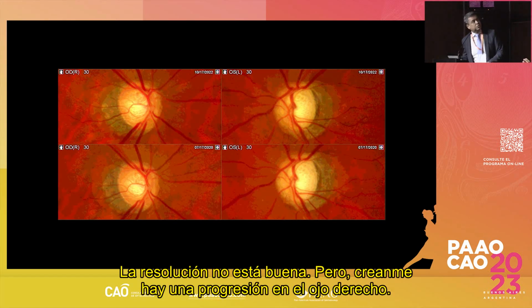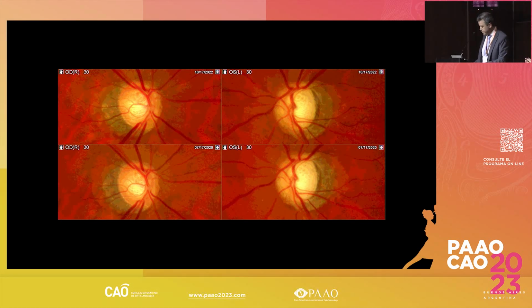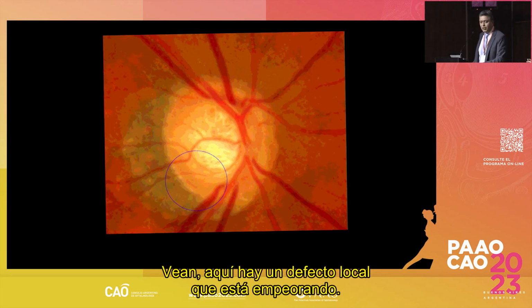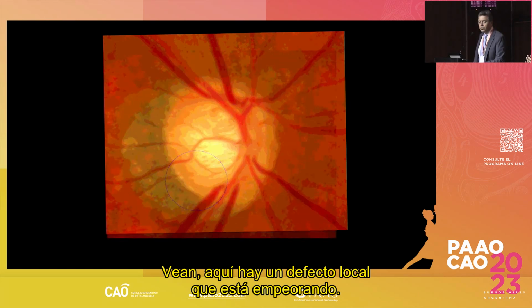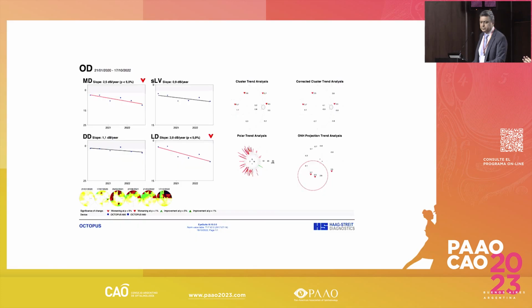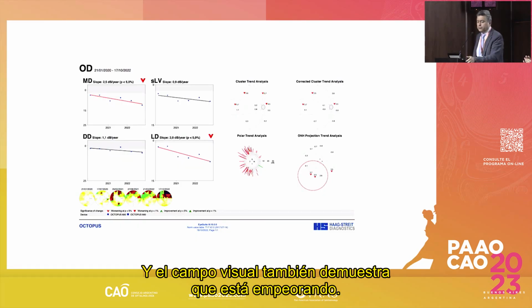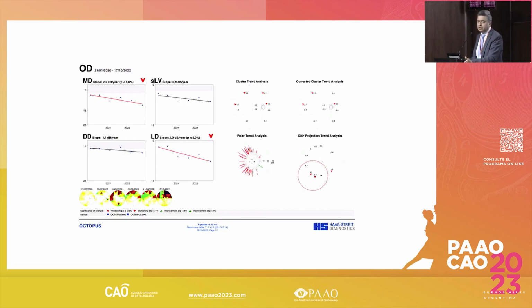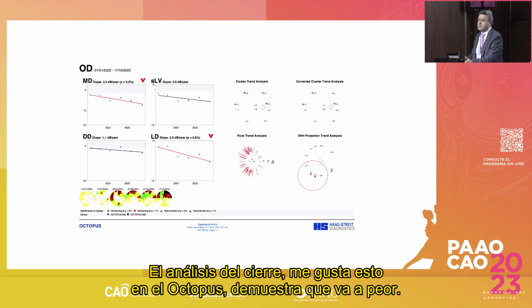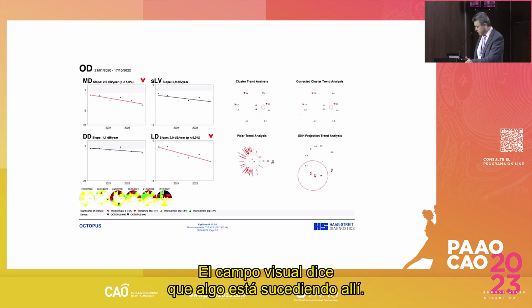I think that the resolution of the presentation is not so good, so you have to believe me, there's a progression going on in the right eye. Now you can see here a local defect that's getting worse. And the visual field is also showing that it's getting worse. The cluster analysis, something that I like in the Octopus, is showing that it's getting worse. So the visual field is telling that something is happening there.